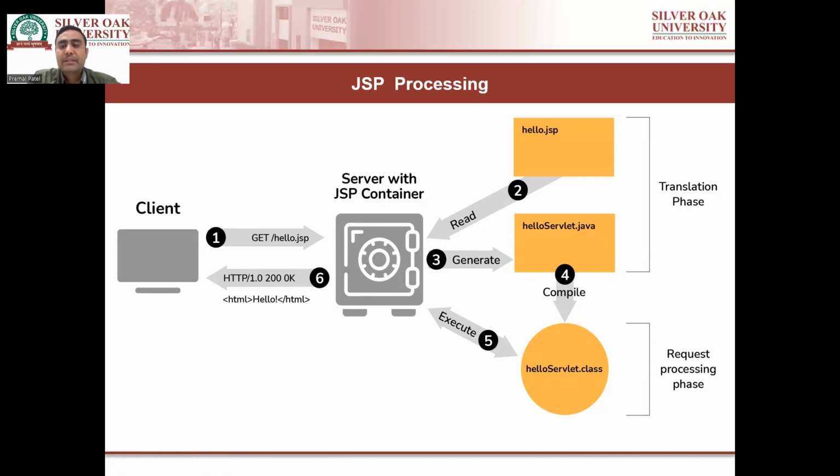Now that HTTP request is recognized by the web server. By checking the extension of the file, the web server determines whether it is a JSP file, and then forwards that HTTP request to the JSP engine. What is the role of the JSP engine? The JSP engine loads that JSP page from storage or disk and converts it into servlet contents. So it reads the page and generates the servlet contents.